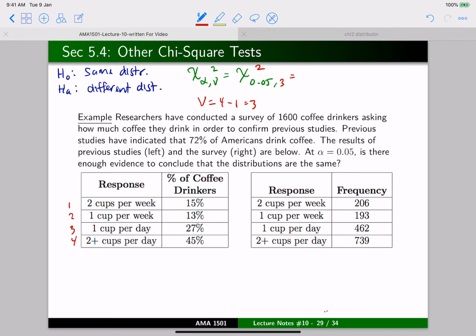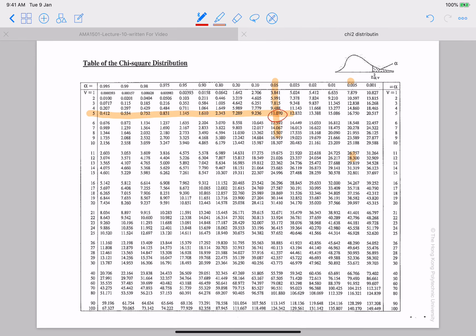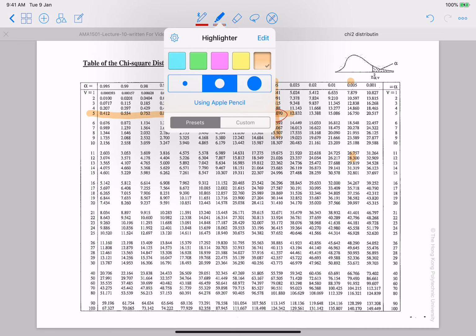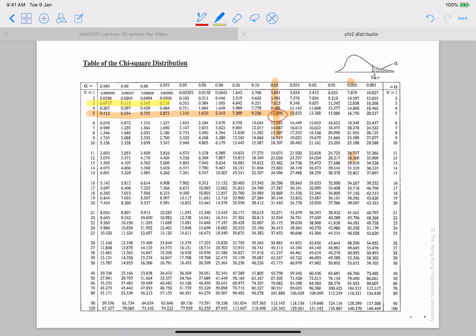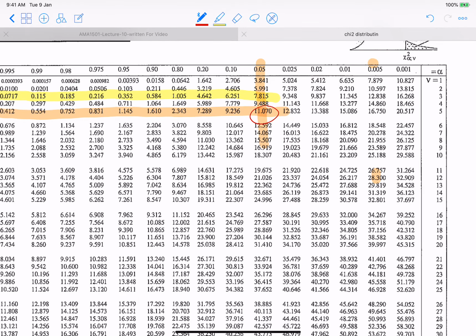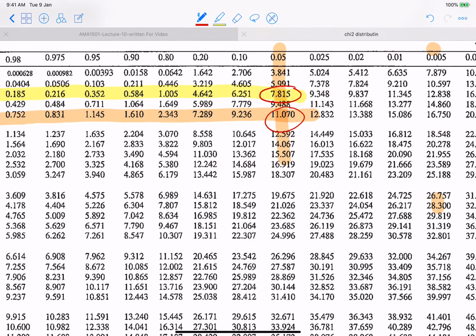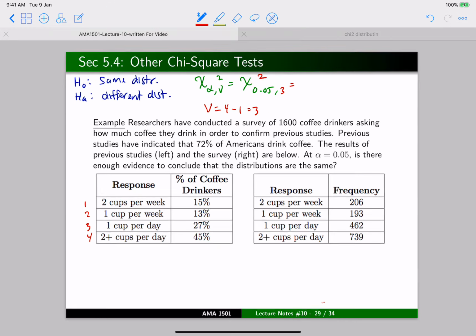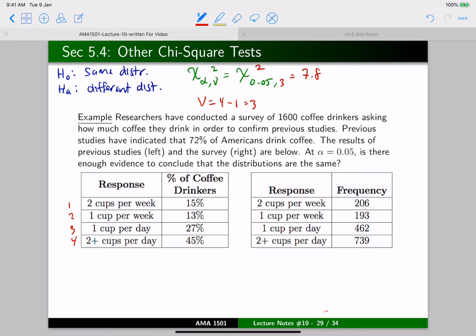So let's look at the chi-square distribution with 3 degrees of freedom. 3 degrees of freedom is right here, and then we intersect with 0.05 again, so 7.815. Okay, so let's highlight that for later use.